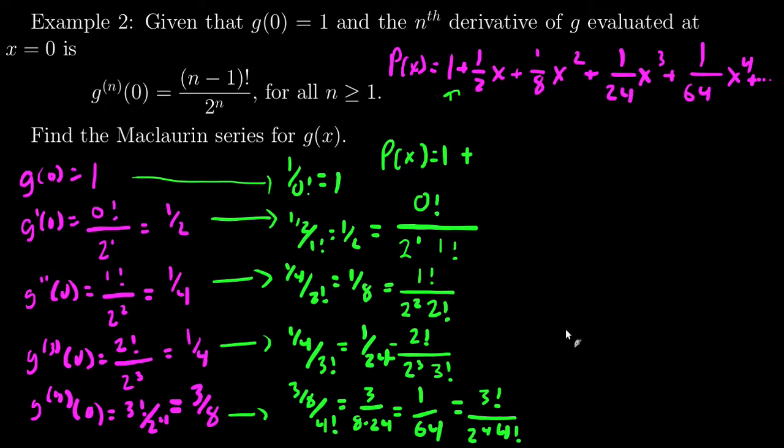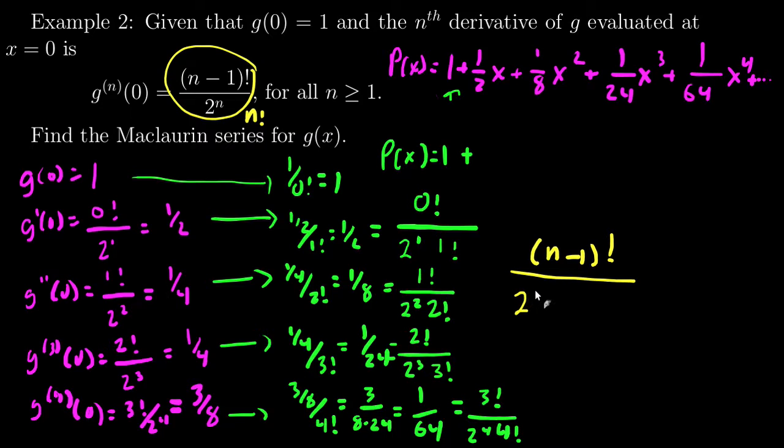Now, here's the idea. In general, if I just look at this divided by n factorial is going to be my term. So I really have n minus 1 factorial in the numerator divided by 2 to the n times n factorial. The way factorials work is there's one extra term down here. So that's going to be 1 over 2 to the n times n. That's the general coefficient. That's where we get like this 64. 2 to the fourth is 16 times 4.